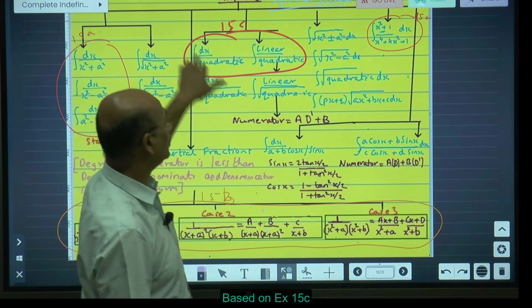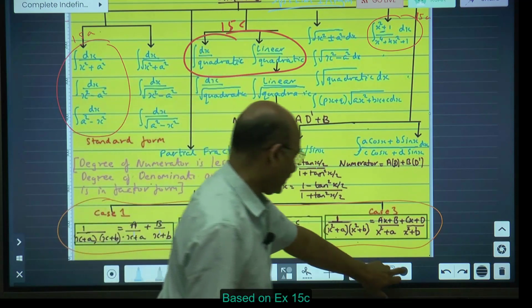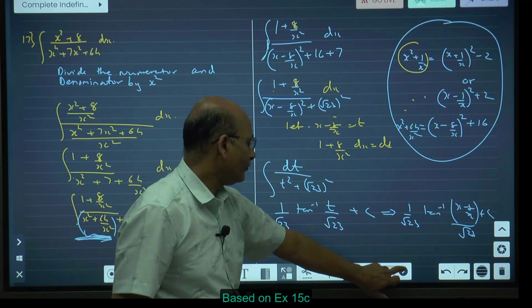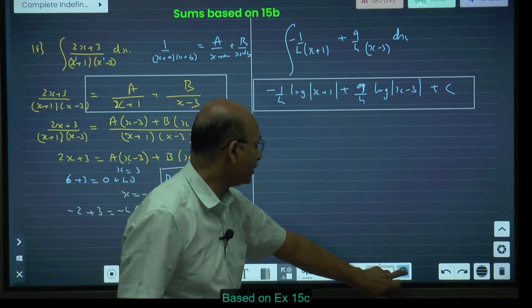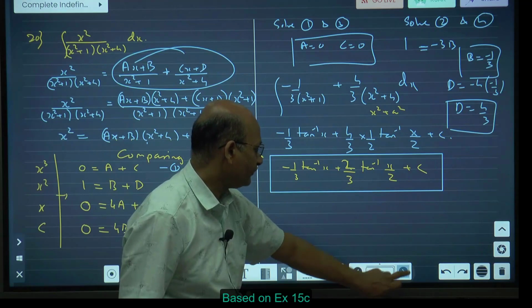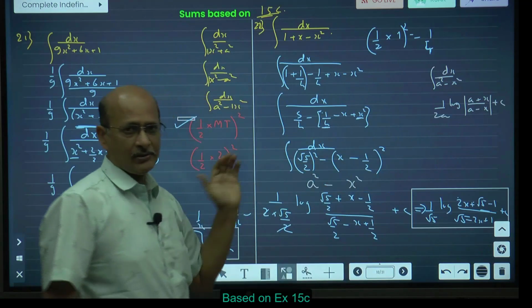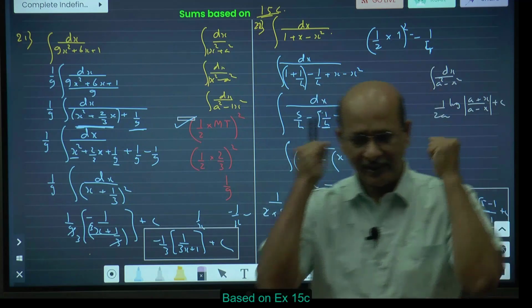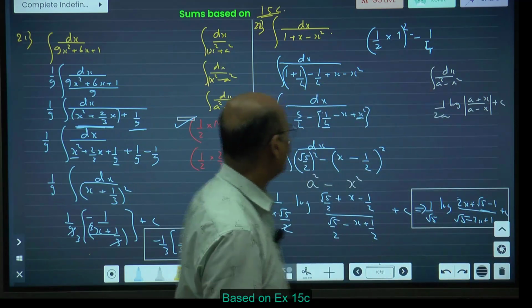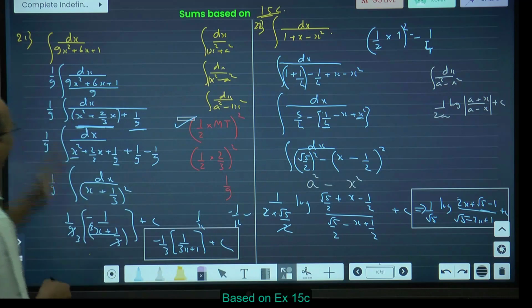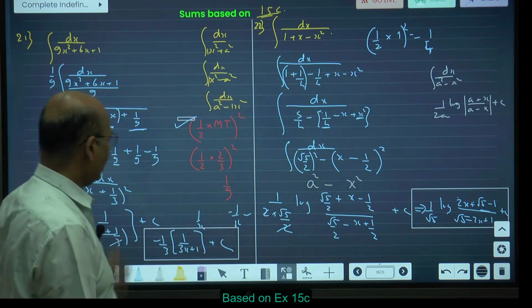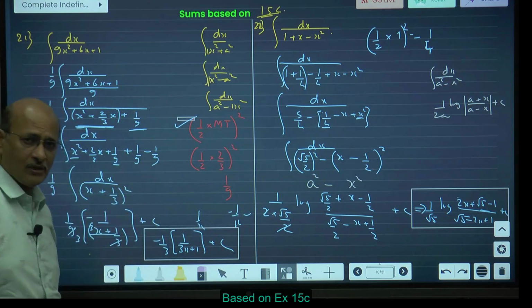Now we are talking about sums based on 15c. Once that category of sums is over, from 15a, 15b, 15c, my suggestion is to practice 4-5 sums from that particular exercise. So it becomes handy and that method registers in your mind. I hope you got this point. The same thing we are going to do in many further formats of sums, so it's fine even though you have understood around 50 to 60% of it.